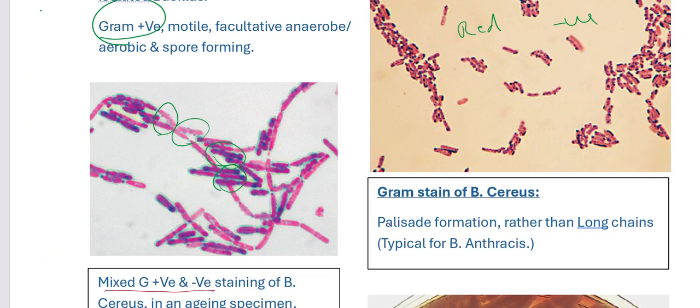Bacillus cereus shows palisade formation, so it's grouped in groups like palisades. And this is different from Bacillus anthracis, which is found in long chains. This is important because a few atypical Bacillus cereus might cause anthracoid-like disease.